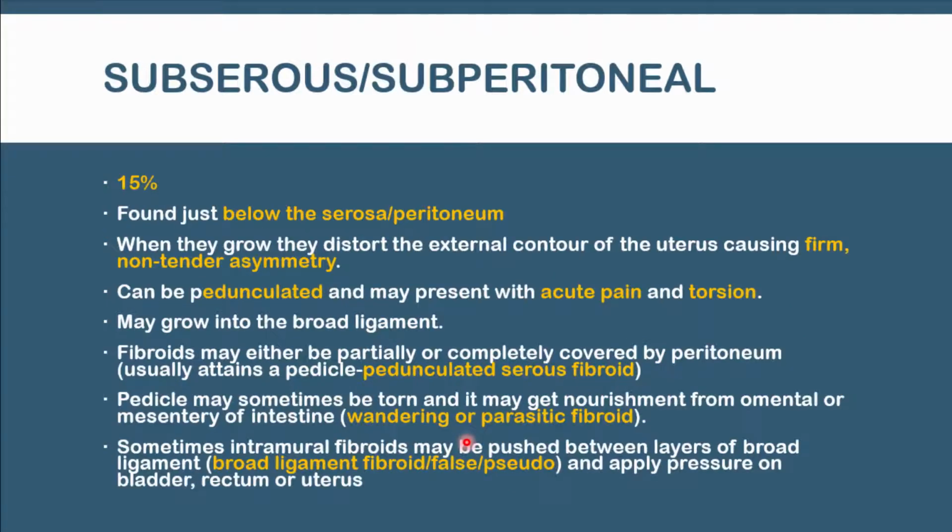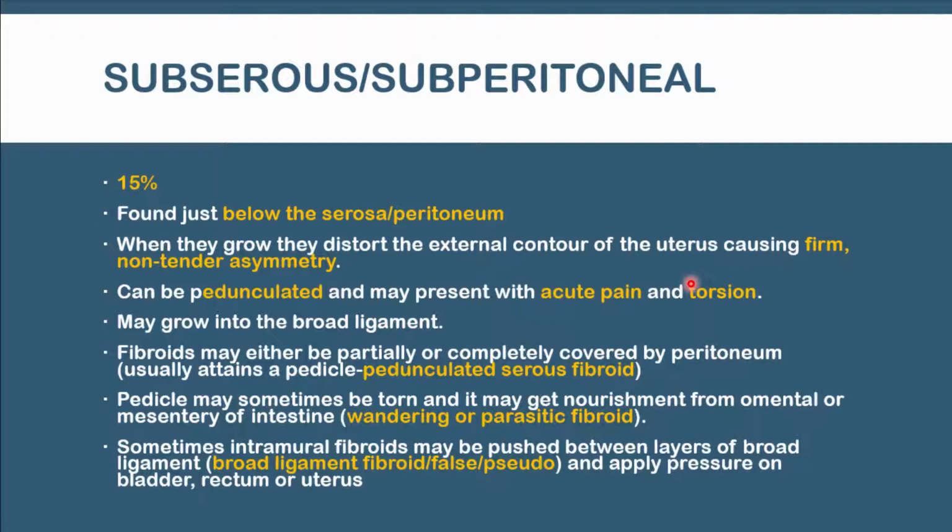Then sometimes you may have a subserous or a subperitoneal type of fibroids. These are the second most common. They account for about 15%. So these are just going to be below the serosa, just below the peritoneum. And they're usually going to grow, and when they grow, they may distort the external contour of the uterus, and they may actually present to you as this firm, non-tender, asymmetrical mass. Sometimes they may become pedunculated, where they are attached by a pedicle, and this fibroid can actually twist, and when it twists, this may actually result in acute pain, which is going to be due to torsion.